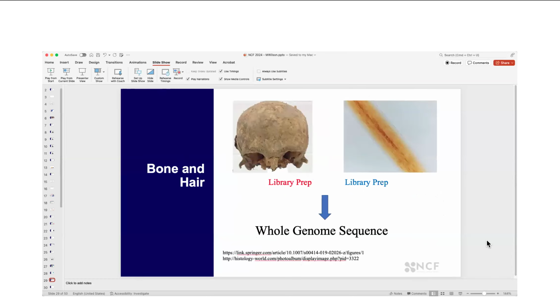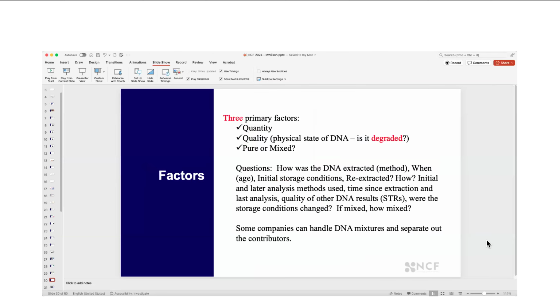Importantly, library preparation is important for taking a DNA extract and getting it ready for what's called whole genome sequencing, or WGS. It's not really an emerging technology, but it is emerging more and more as the go-to technology for these types of DNA extracts. So what you really want to know is the three primary factors: how much DNA, how degraded is it, and is it a pure sample or is it mixed?